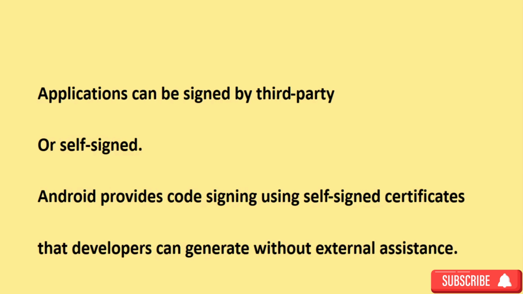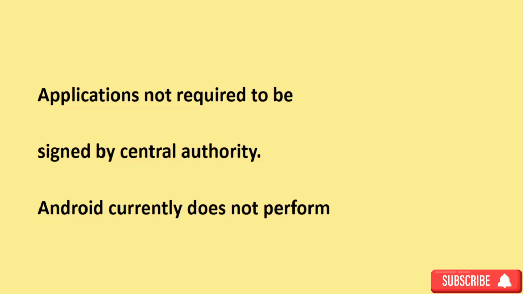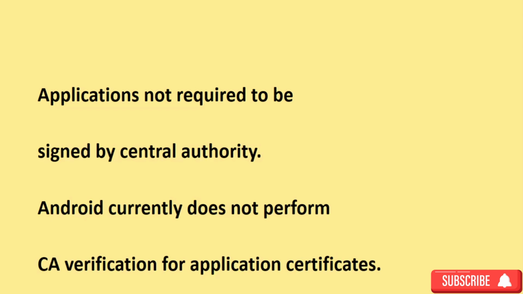Now applications do not have to be signed by a central authority, and Android currently does not perform any certificate authority verification for application certificates. And that can be huge in the case of security, because it may lead to a security compromise if you don't verify the CA. Of course, it's a little bit different to scale whenever you provide the operating system and you have many different implementers, in comparison to, let's say, Apple, that controls all the devices, and it's not like Apple iOS is running on other vendors' hardware.